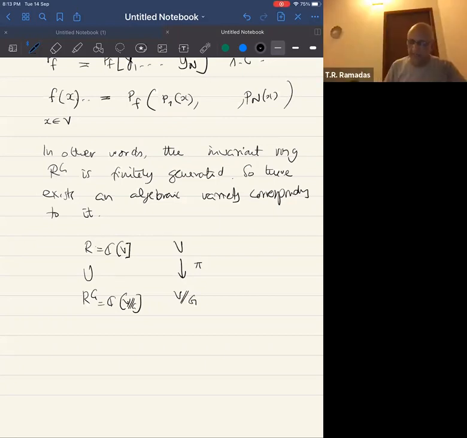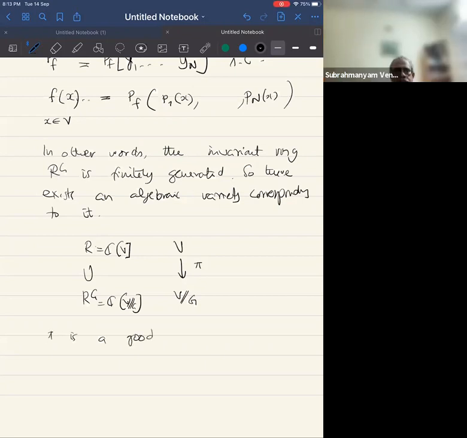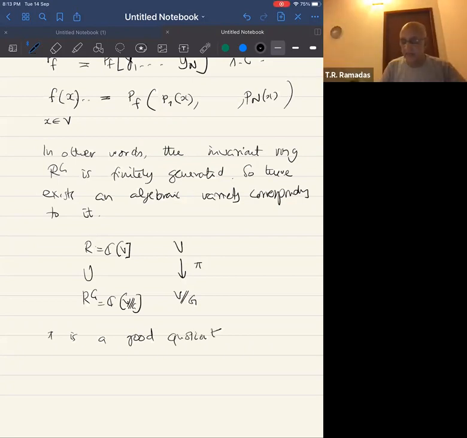Okay, so now let me say a bunch of stuff. Pi is a good quotient. So in particular, pi is surjective. Invariant functions on any open set are invariant functions on the inverse image. Blah, blah, blah. Now V mod G corresponds to R^G.